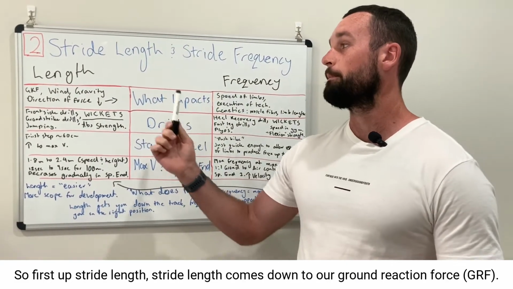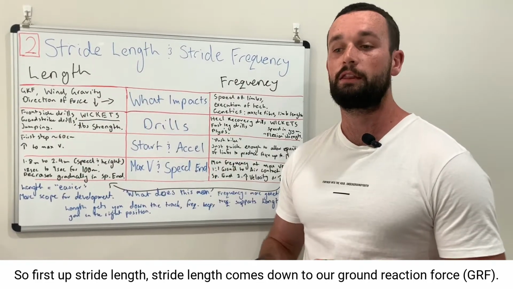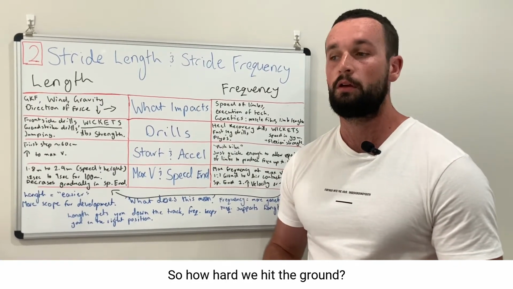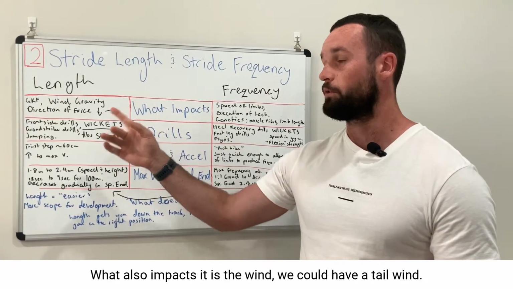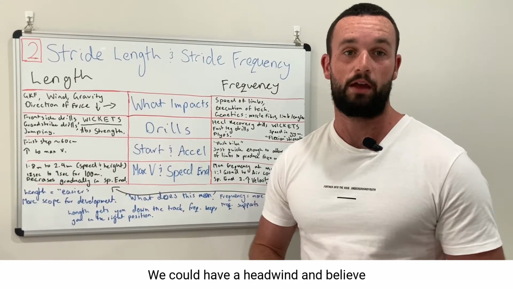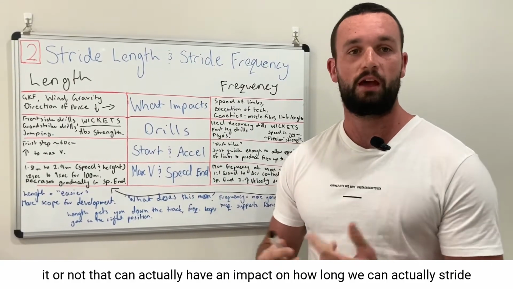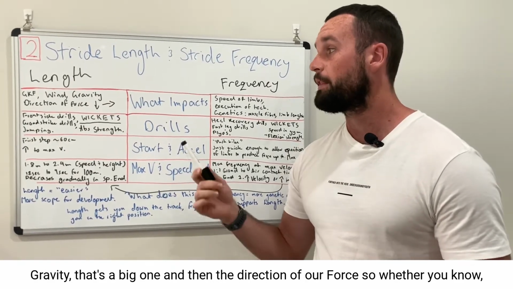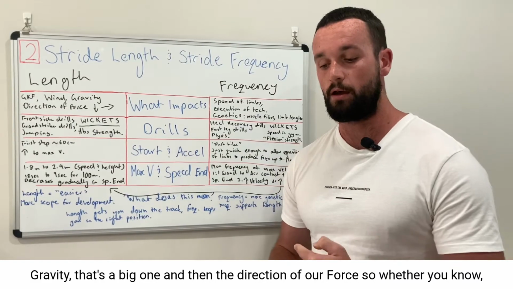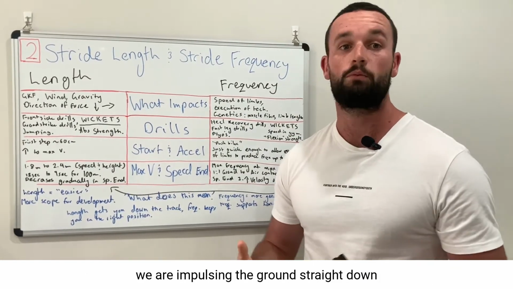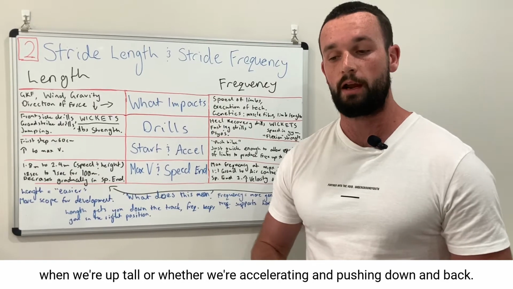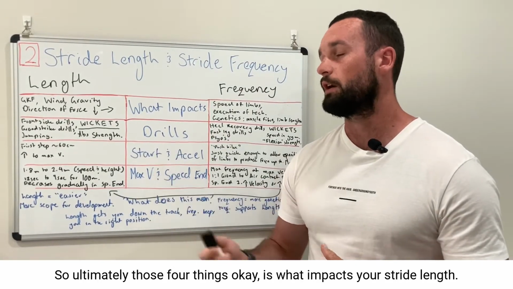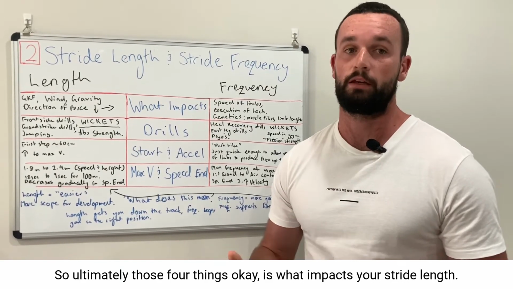So, first up, stride length. Stride length comes down to our ground reaction force. So how hard we hit the ground. What also impacts it is the wind. We could have a tailwind or we could have a headwind, and believe it or not, that can actually have an impact on how long we can actually stride. Gravity, that's a big one. And then the direction of our force, so whether we are impulsing the ground straight down when we're up tall, or whether when we're accelerating and pushing down and back. So ultimately, those 4 things is what impacts your stride length.